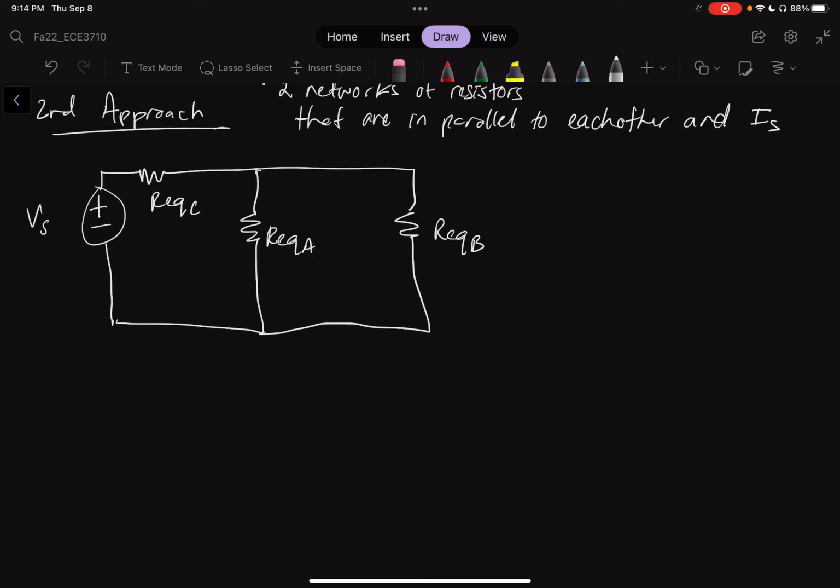and then we have two resistors that are in parallel to each other, and as a network, they're in series to R equivalent C. So let's assume the current that we're going to be solving for is through R equivalent B, R equivalent A. Let's call this current IX.